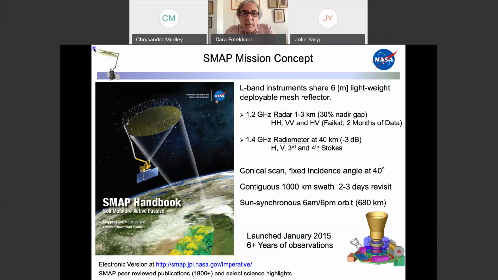It's a very low frequency microwave instrument, about 20 centimeter wavelength, around 1.4 gigahertz. Originally, it had a radar, which was high resolution but low sensitivity to surface conditions, and a radiometer, which is coarse resolution but high sensitivity. The plan was combining them to get an intermediate resolution and intermediate accuracy measurement. The radar failed very early on, but the radiometer is continuing to collect data, so it's a coarser resolution, good for hydroclimatology, but quite accurate.